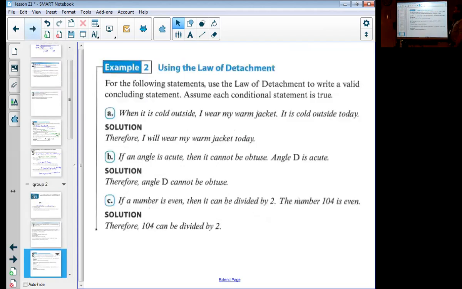For the following statements, use the law of detachment to write a valid concluding statement. Assume each conditional statement is true. That is a very important part of this. We need to assume that the conditional statement is true. So we're saying that if the hypothesis is true, then the conclusion has to be true as well.